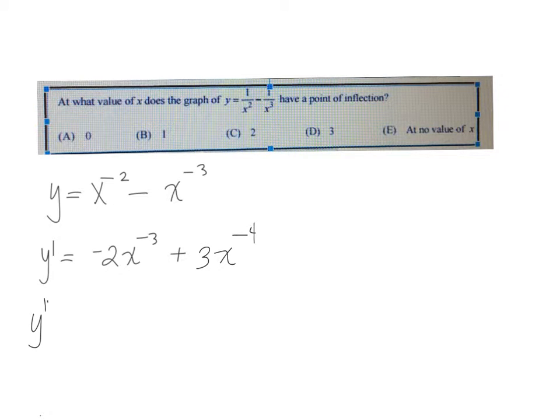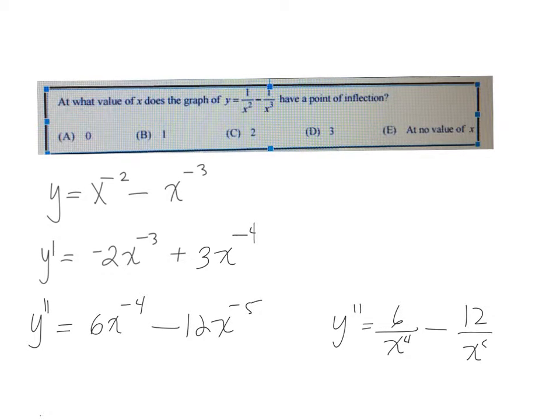And then we need the second derivative here because we are looking for points of inflection. So let's go one more time. We have 6x to the negative 4 minus 12x to the negative 5. All right, so the second derivative is 6 over x to the 4th minus 12 over x to the 5th.